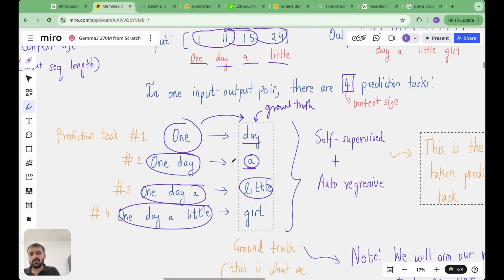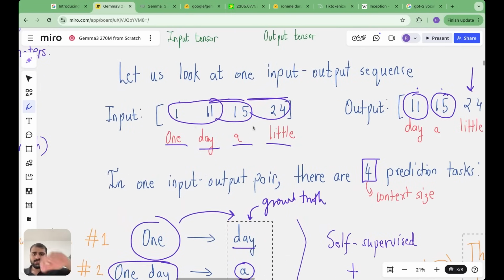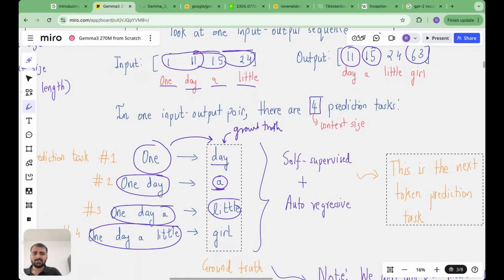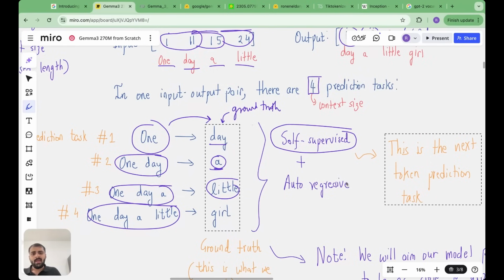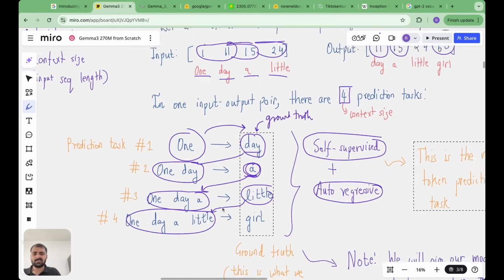Now this type of learning is neither supervised nor unsupervised, because the model is creating labels on its own, right? We provide the input, the model itself shifts it to the right hand side by 1. So the model creates labels on its own, that's why it's called self supervised. And the reason it's called auto-regressive is because the output of the first task is added as an input to the next task. The output of the second task is added as an input to the next task. The output of the third task is added as an input to the next task, etc.